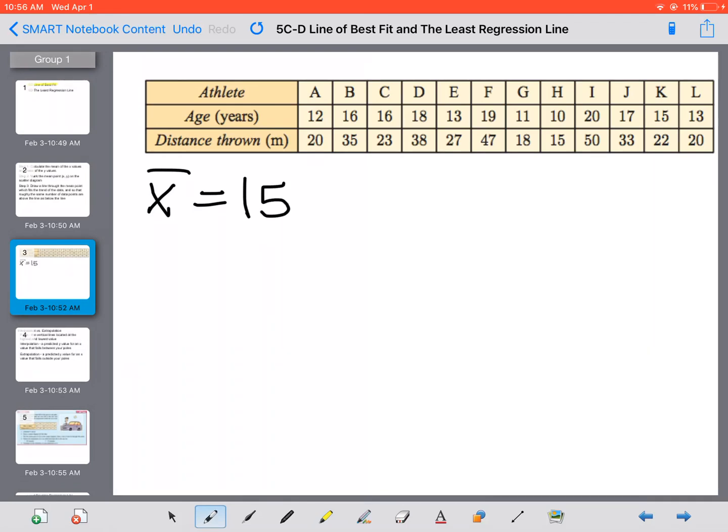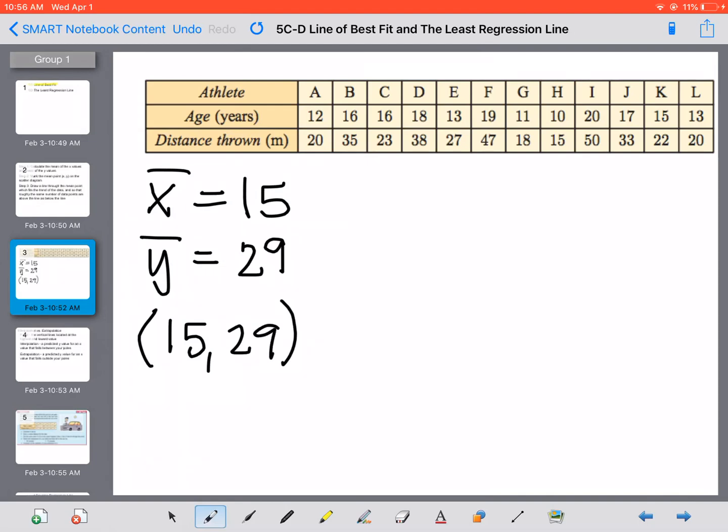So then you go back to your stat and edit and clear that out and put in your distance thrown, which are your y values. Once you have the points in, you go stat, scroll over to calc, and do your 1-var stats, and you find your y mean is 29. So that means that our mean point is (15, 29). And once we plot all these others on there, that is the point that your line will pass through.